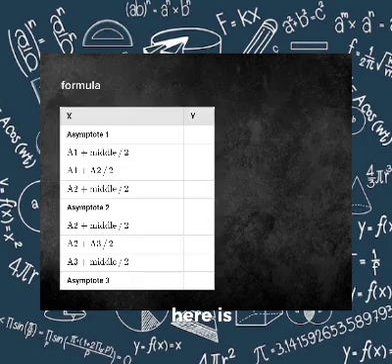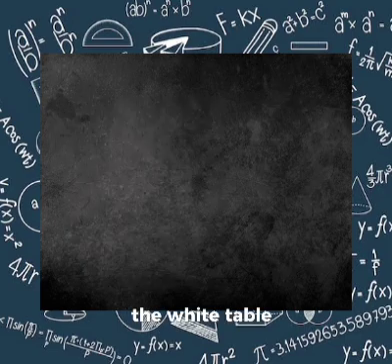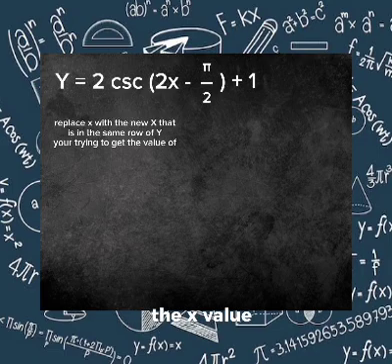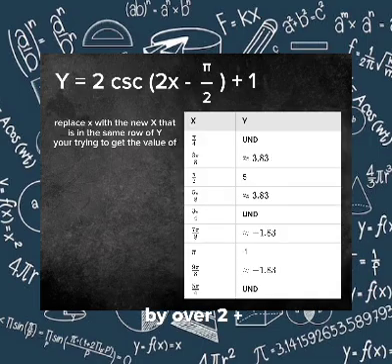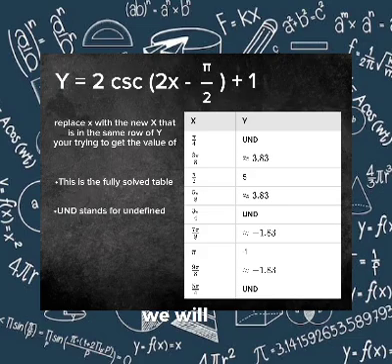Here is the solution to get the 9 key points in the table. Now we get the y table. Just replace the x value in the example 2 cosecant (2x minus pi over 2) plus 1. With the new x, we will solve for the table. For the asymptotes, it's always undefined. We must solve the ones that aren't undefined.